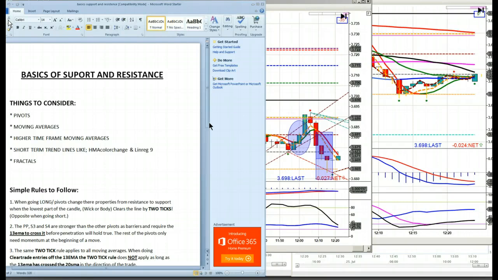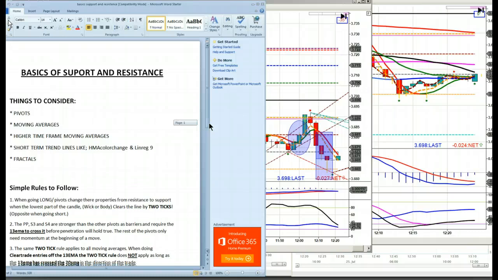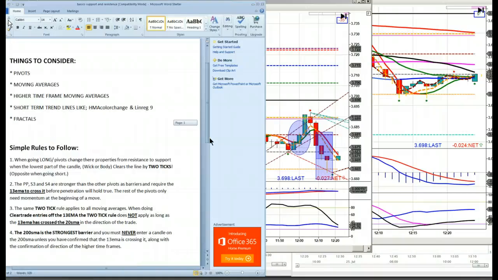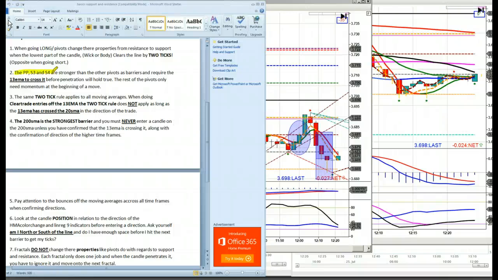So that's the purpose of this document, to show you some basic rules to watch for in terms of support resistance. The most important thing is you've got to know your pivots and how to trade with your pivots. Last week we talked about the concrete floors versus the wooden floors. If I take it all the way to the end here, you can see the labels. We always trade pretty much between the S4 and the R4. R4 is the ceiling, S4 is the basement.